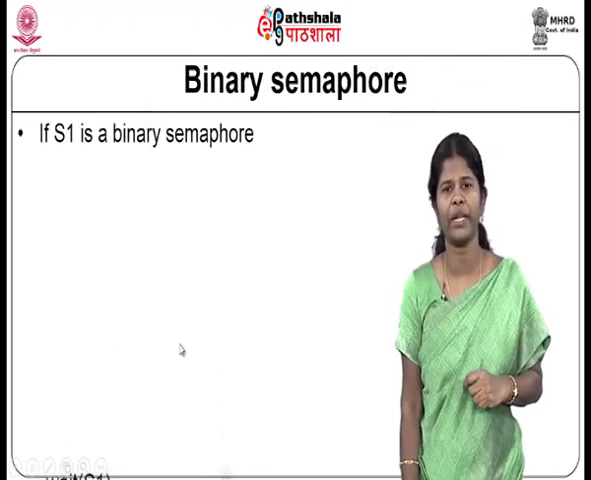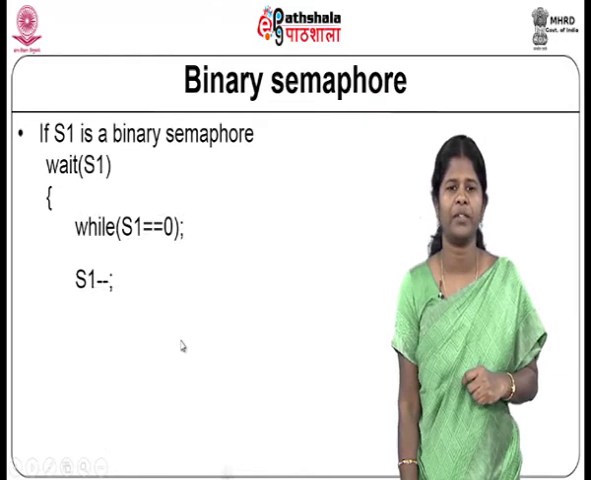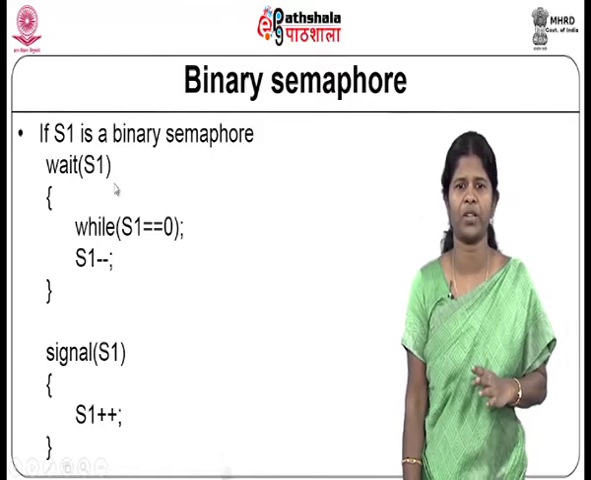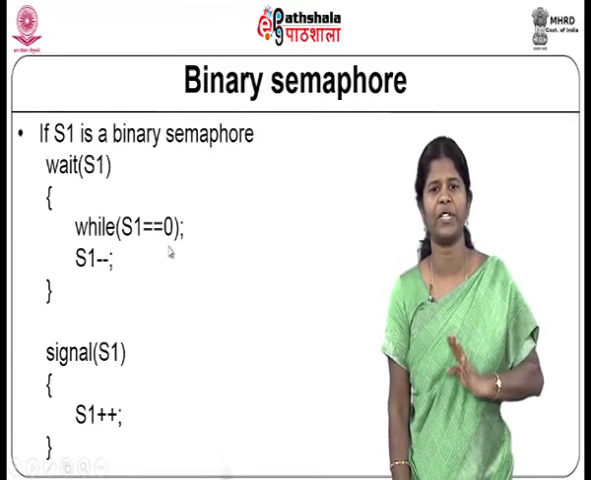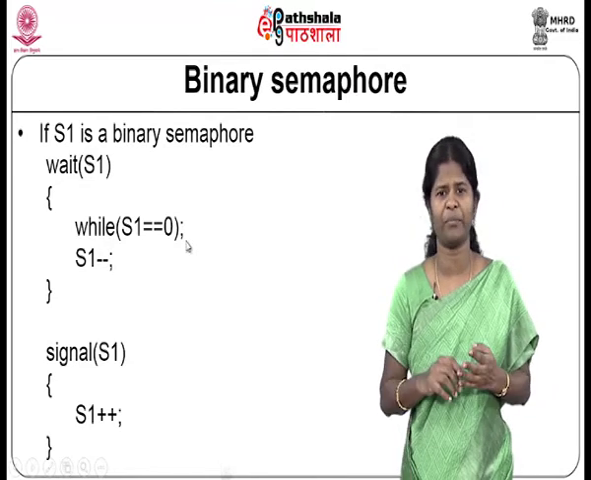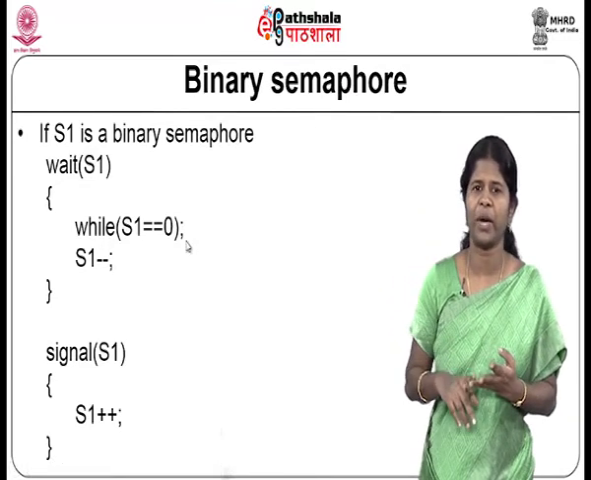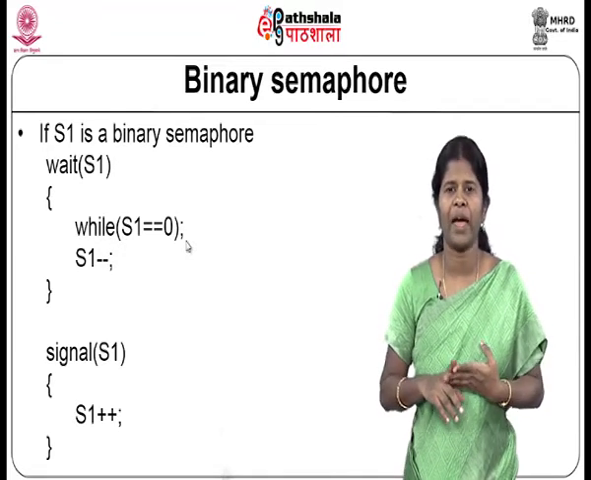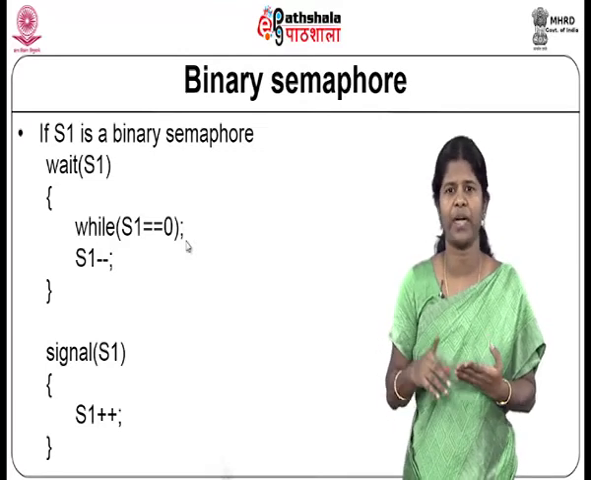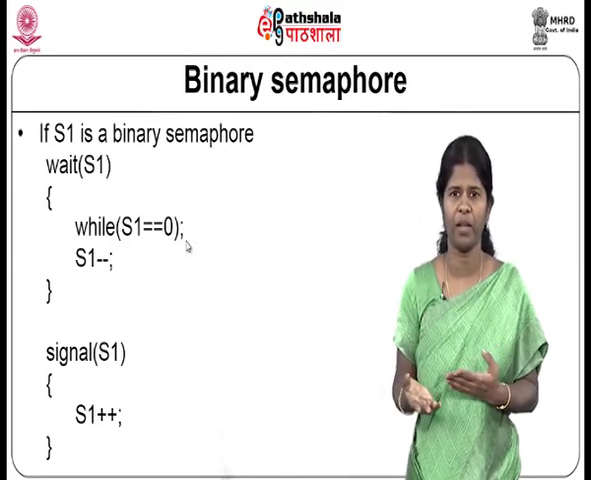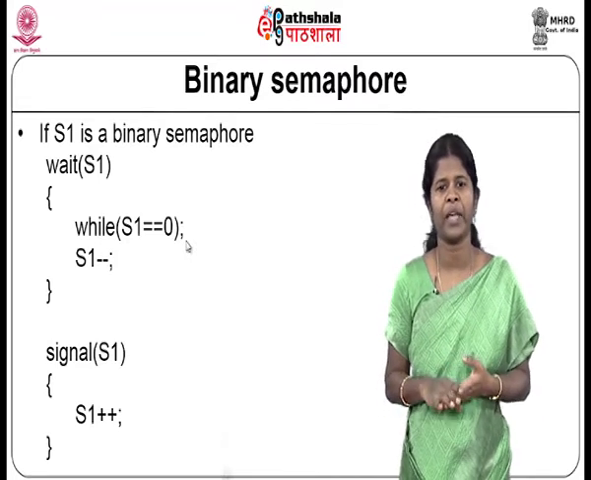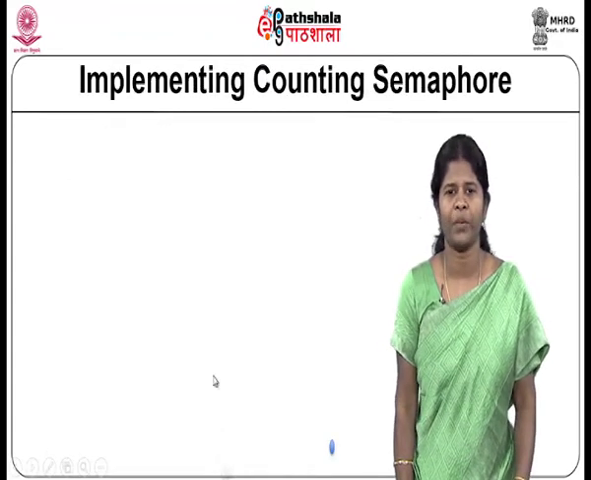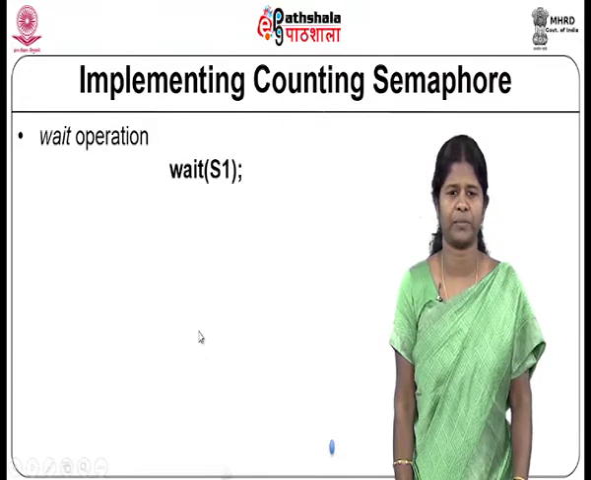And now we will see what the implementation of the binary semaphore looks like. It is very simple. For the wait operation on a binary semaphore, it just checks whether the value of the semaphore is equal to 0 or not, because a binary semaphore can take only the values 0 and 1. If the binary semaphore's value is 0, it means that the resource cannot be accessed. If the value is not equal to 0, the value will be 1, and you just decrement the value of the semaphore. And for signaling, you just increment the value of the semaphore. Now we will see how to implement a counting semaphore.